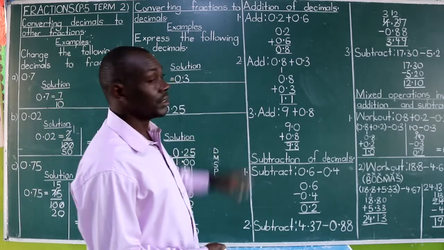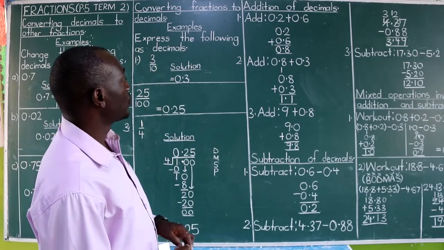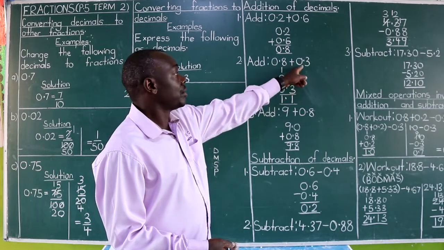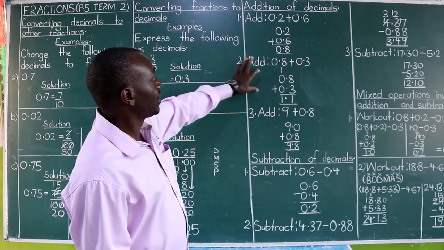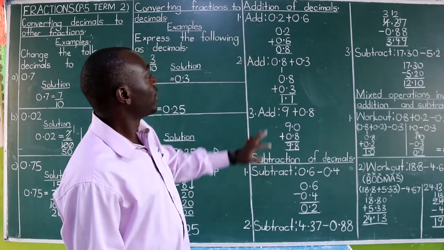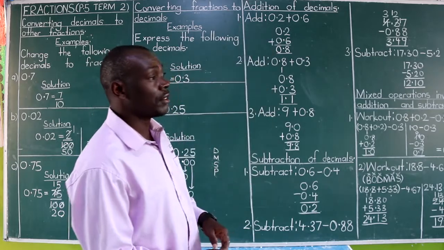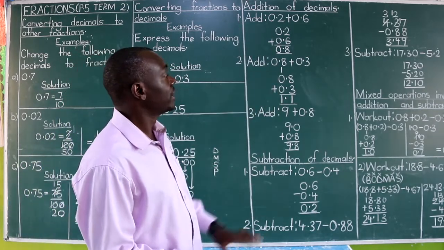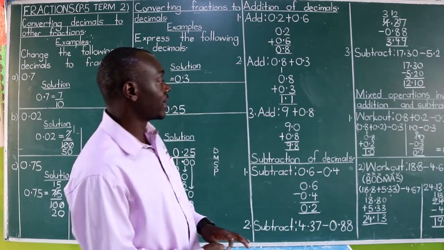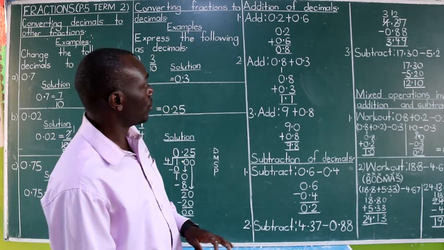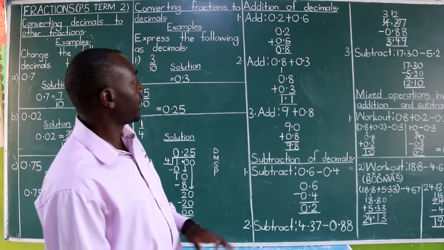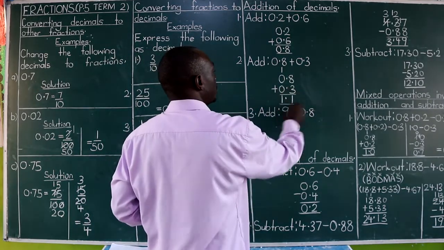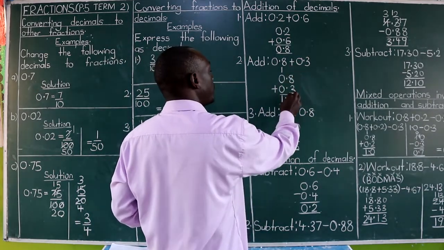As we move on, example number 2. Add 0.8 and 0.3. This is just emphasizing what we've done. Only that number 1 did not have regrouping, the one we call carrying. So this one has that regrouping kind of working. So we still say point, point, point equals.